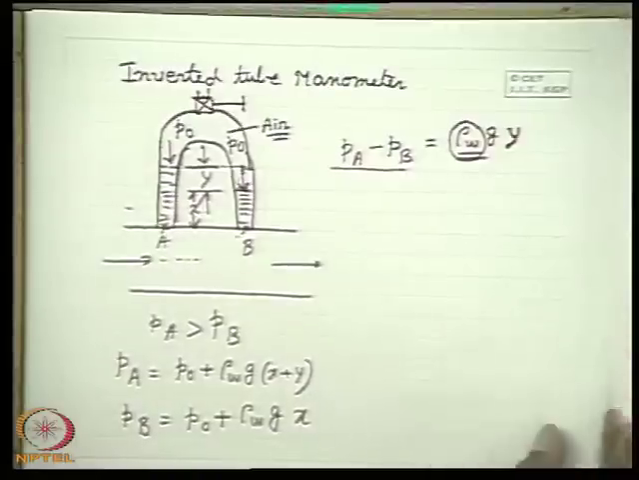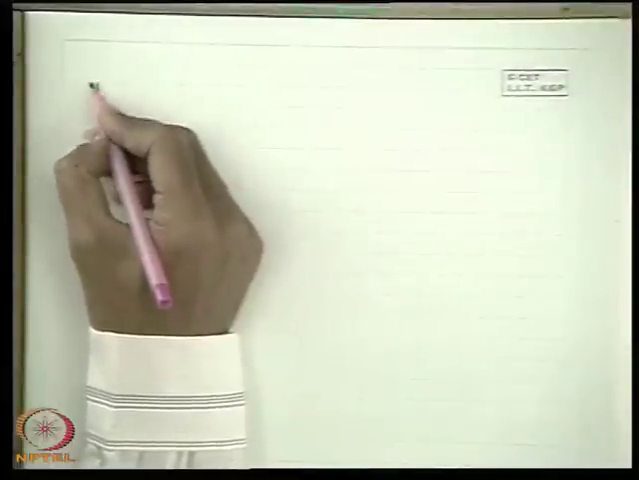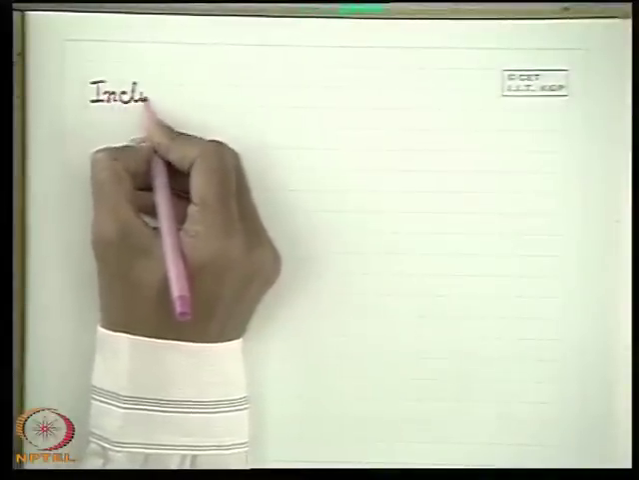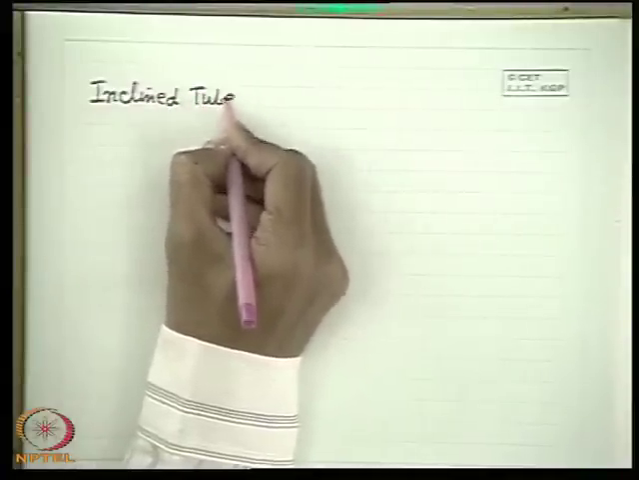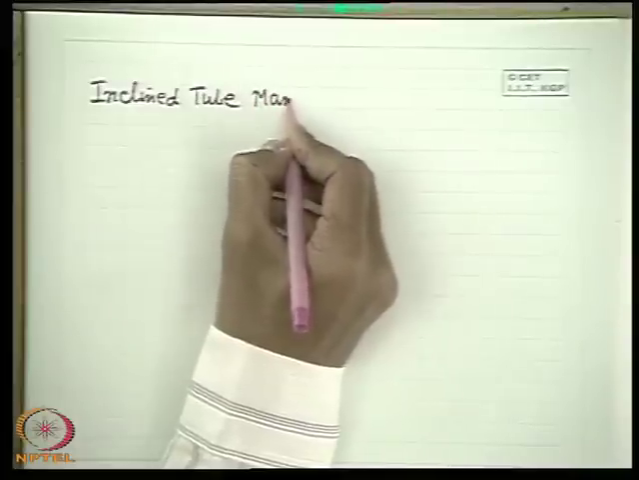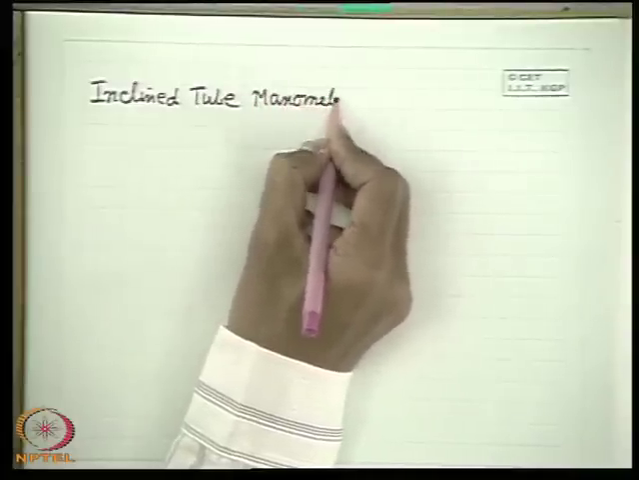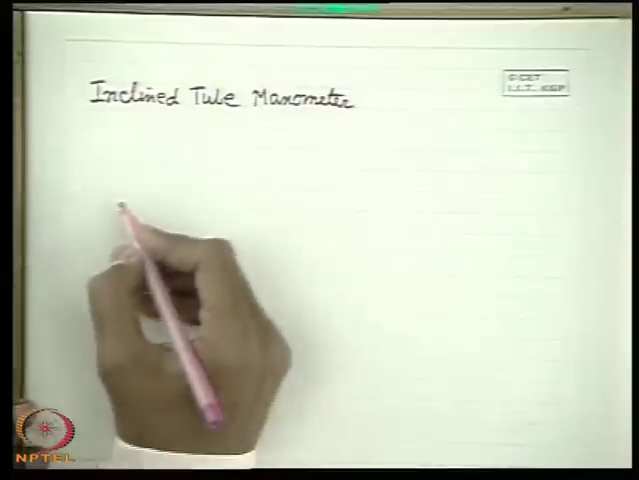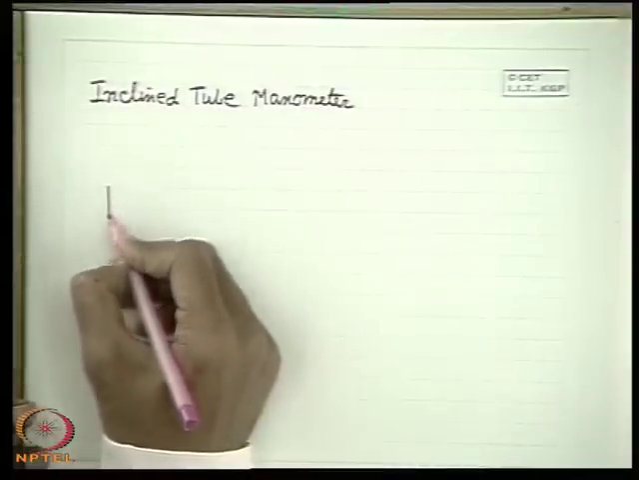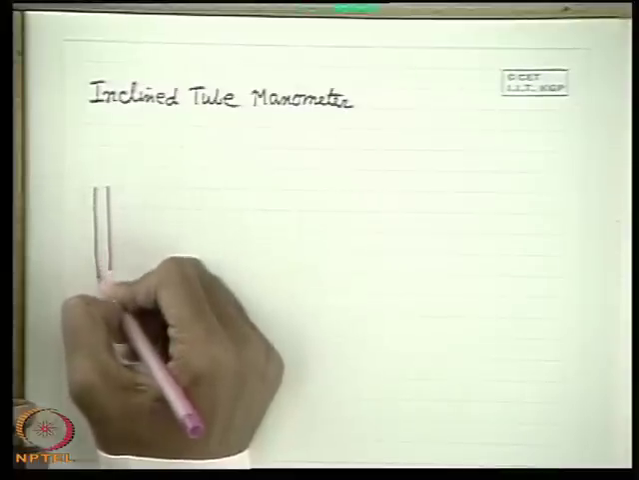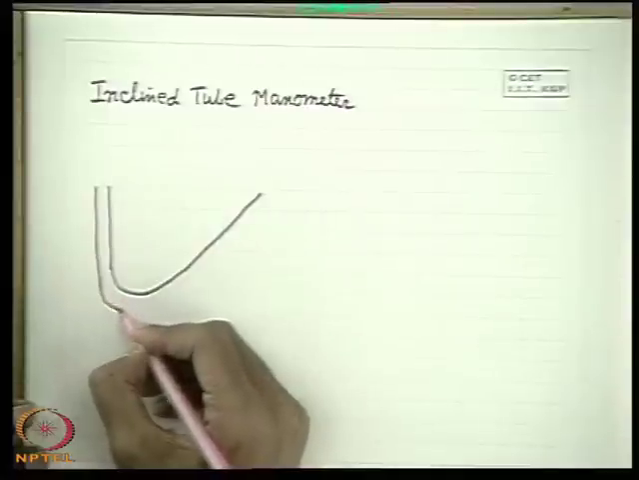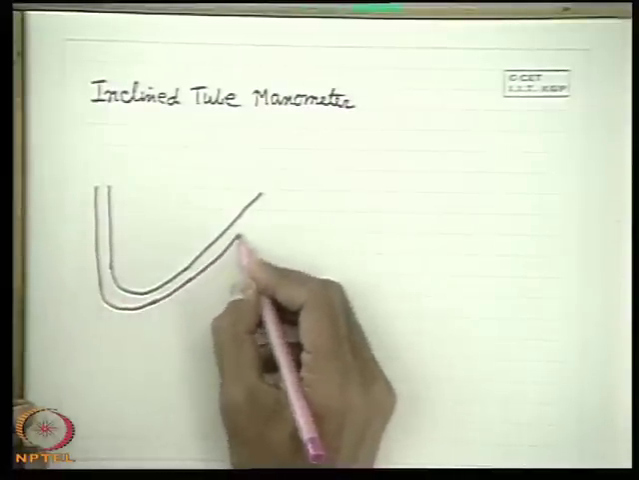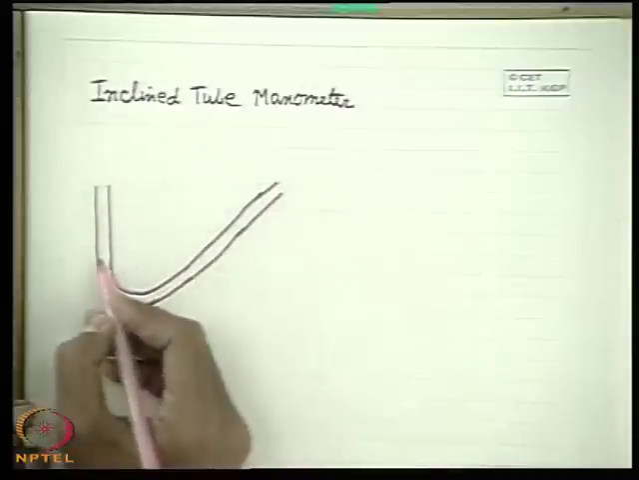Okay. Then another modification is the inclined tube manometer. What is it? It is very simple again in principle. If one limb of the U-tube is made inclined, what happens? Just imagine what will happen. That means it is very simple to have an amplification.